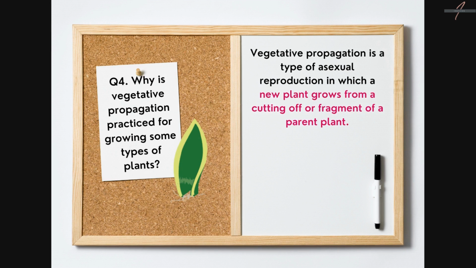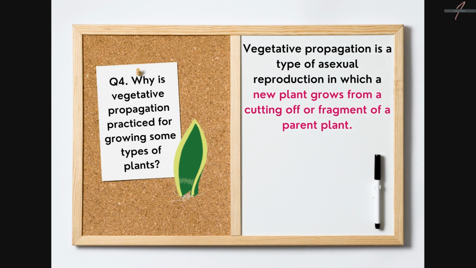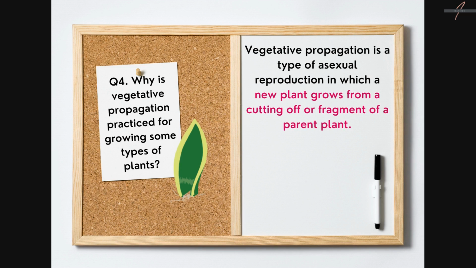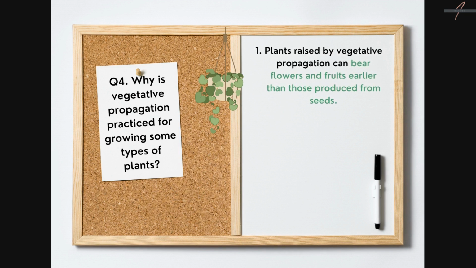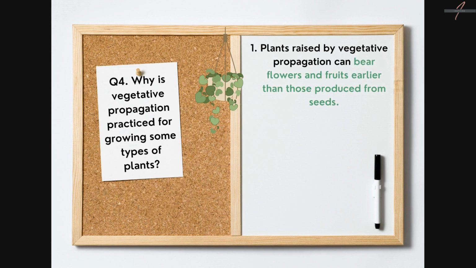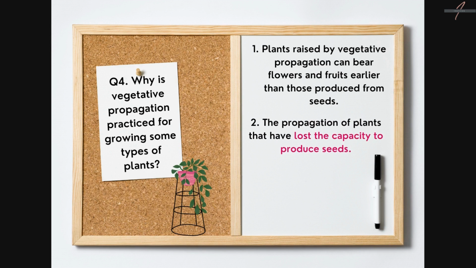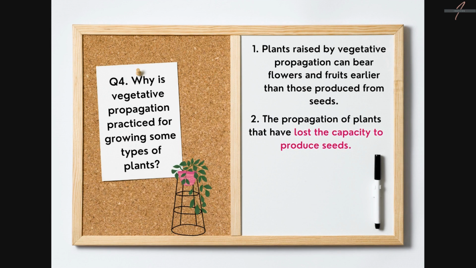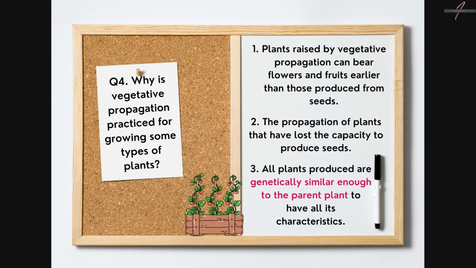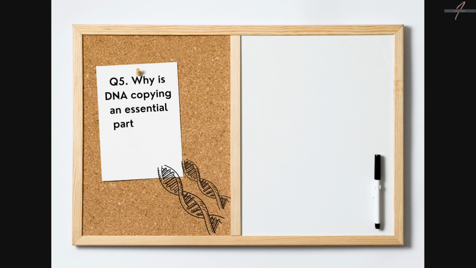Well, as we know, propagation is a type of asexual reproduction in which a new plant grows from a cutting or fragment of a parent plant. Now, the advantages include: first, plants raised by vegetative propagation can bear fruits and flowers earlier than those produced from seeds. Such methods also make possible the propagation of plants such as banana, orange, rose, and jasmine that have lost the capacity to produce seeds. Another advantage of vegetative propagation is that all plants produced are genetically similar enough to the parent plant to have all its characteristics.